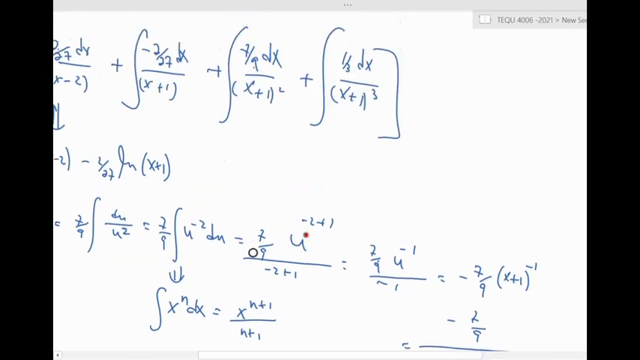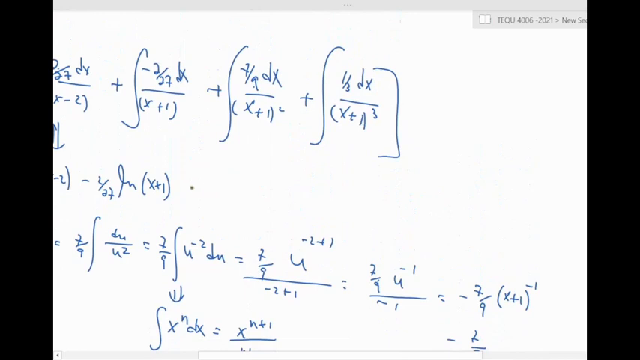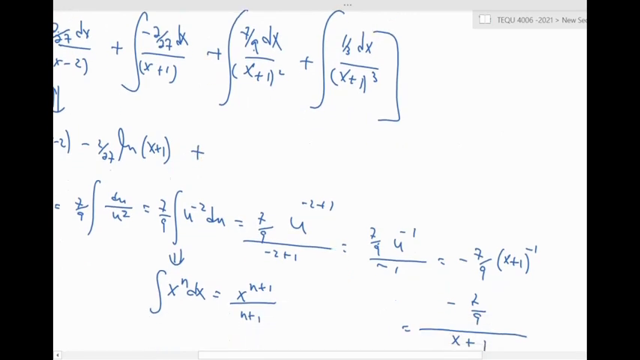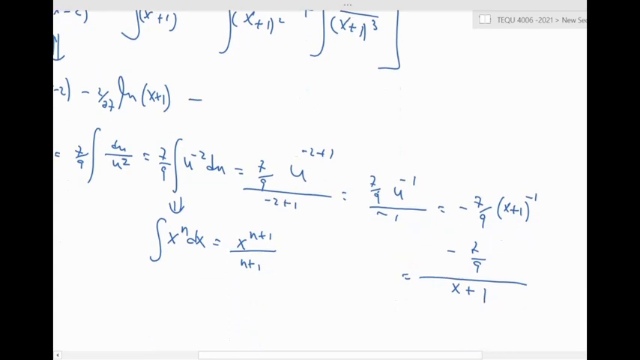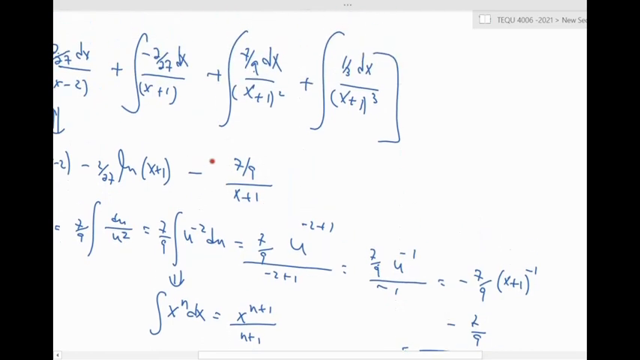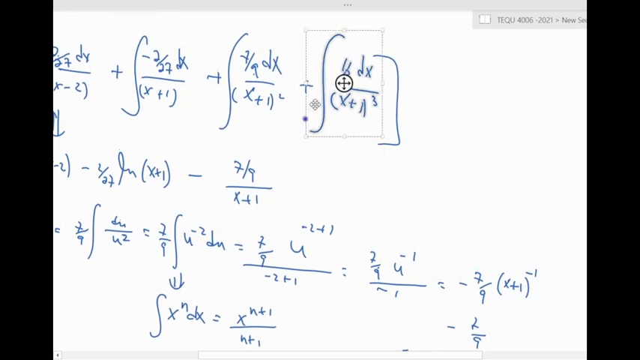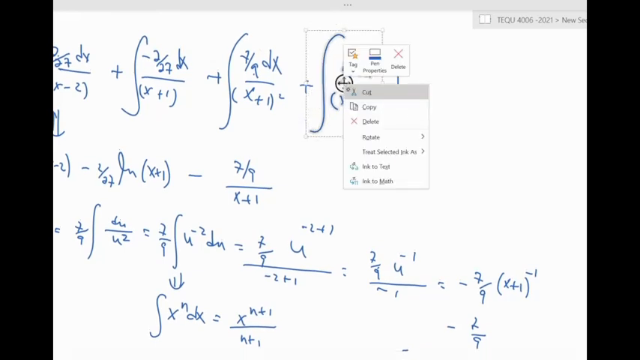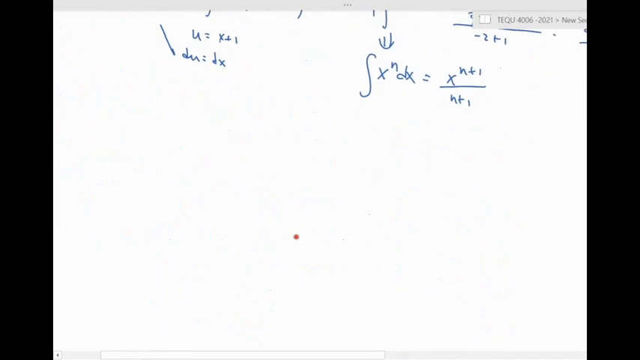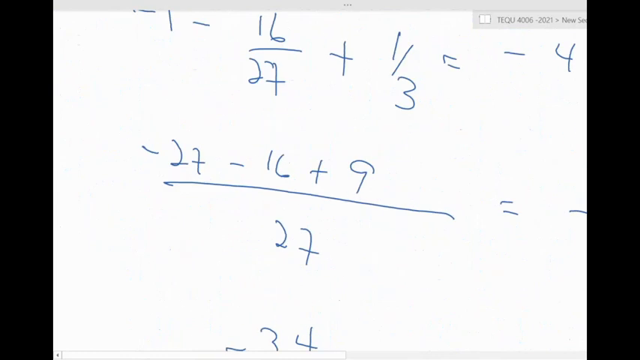So if I keep the order here, that would be plus, or I should put a minus better, minus 7/9 over x plus 1. And that will do. So that's the integral of this particular one. How about the last piece, this one here? Let's copy that, and let's work the same one down here.